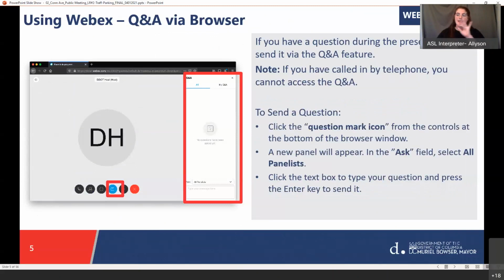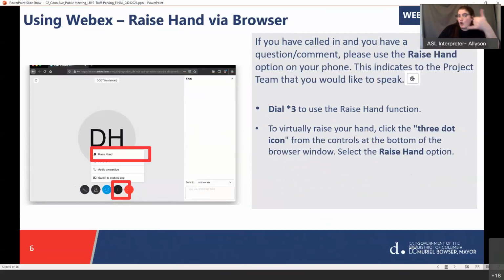If you have called in and you cannot use the WebEx browser, please use your raise hand option on your telephone by dialing *3. This will alert the project team that you would like to speak. To virtually raise your hand via WebEx, click the 3-dot icon from the controls at the bottom of the browser window and select the raise hand option, which is the little hand.